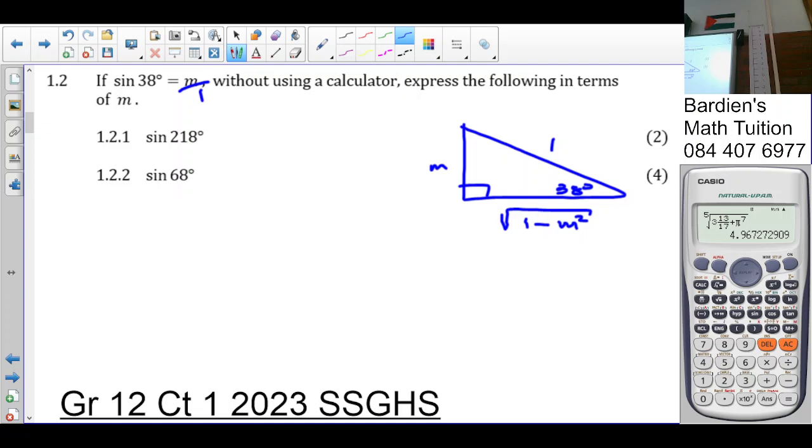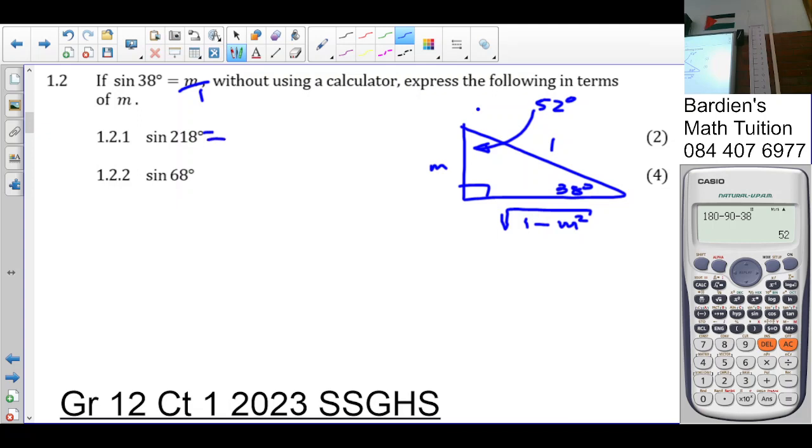Then, of course, this angle here can be worked out. So I say 180 minus 90 minus 38 degrees. That gives me 52 degrees. Okay, 52 degrees.